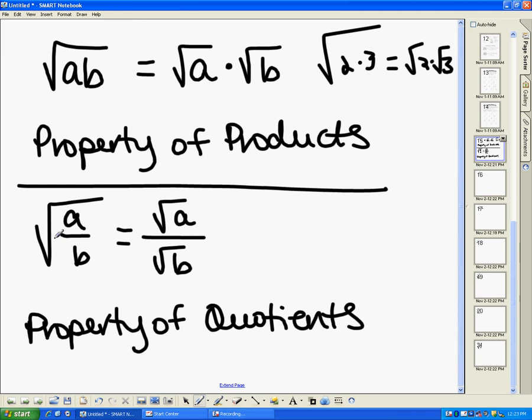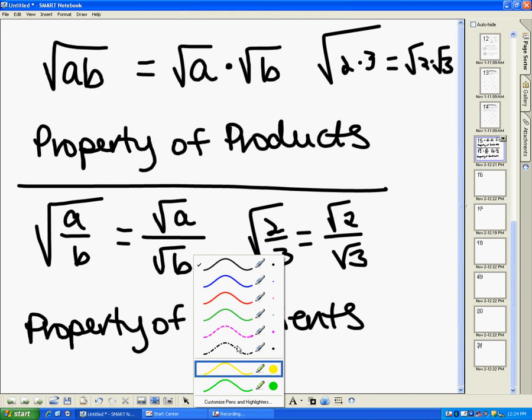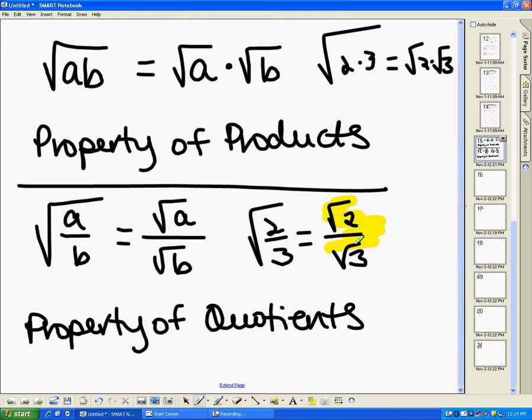Then there's the property of quotients. The square root of a over b is the same thing as the square root of a over the square root of b. So if you have the square root of 2 over 3, that's the same thing as the square root of 2 over the square root of 3. For these examples, there really isn't anything else you could do because there are no perfect squares there. But if there are perfect squares, you want to simplify them.